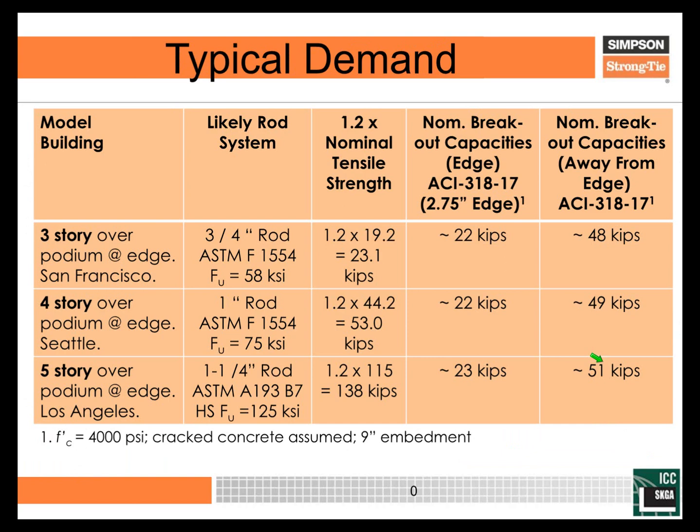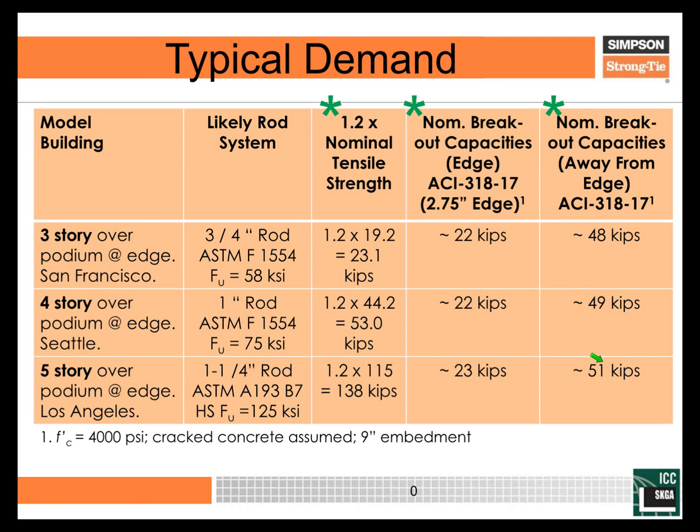So as calculations were done to try to get a better idea of what level of demand these sorts of installations could develop, we looked at a number of different scenarios, and here we have them in this table. And those types of buildings included 3, 4, and 5-story structures over concrete podium slabs, like we mentioned earlier. The second column here has the description of the likely rod systems. So that includes what you see here, 3/4 inch mild steel with a strength of 58 ksi, all the way up to 1 1/4 inch rod with a strength of 125 ksi. These resulted in demands which we've labeled here as 1.2 times the nominal tensile strength.